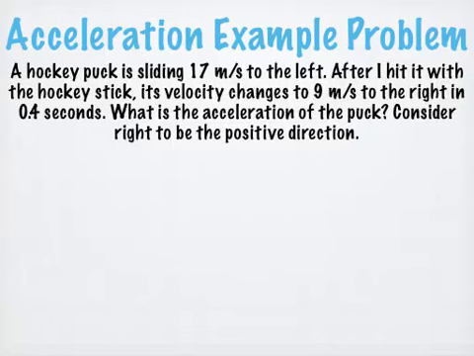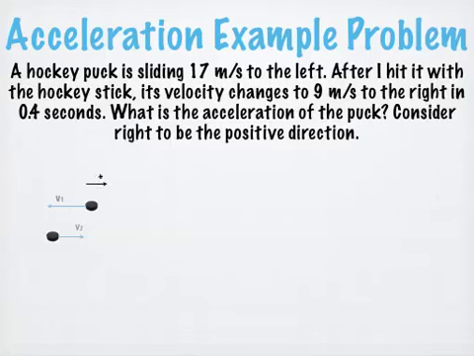First, let's draw a picture. We have the hockey puck first sliding to the left with an initial velocity v1. After it is hit, its velocity changes to a different value, v2, over a given amount of time. Also, the positive direction is to the right.